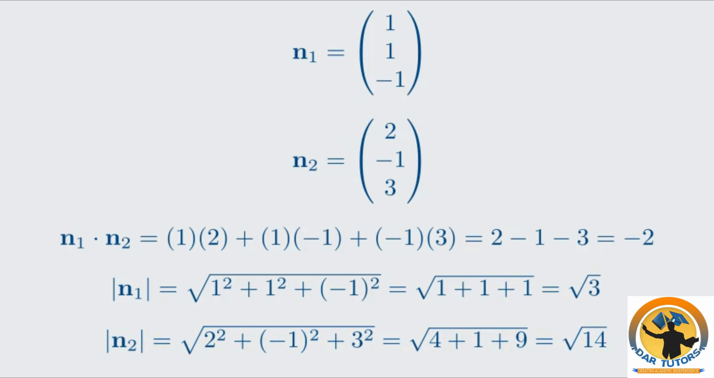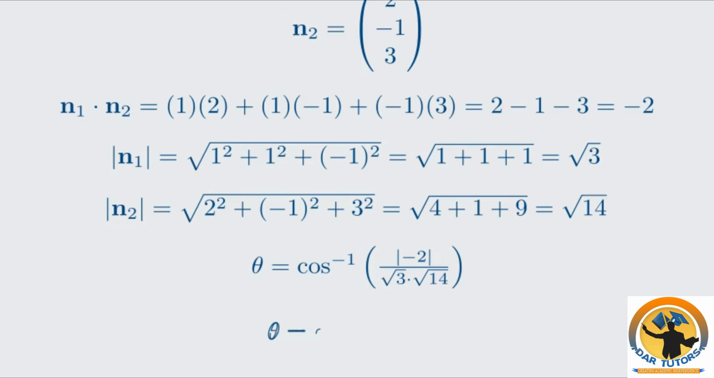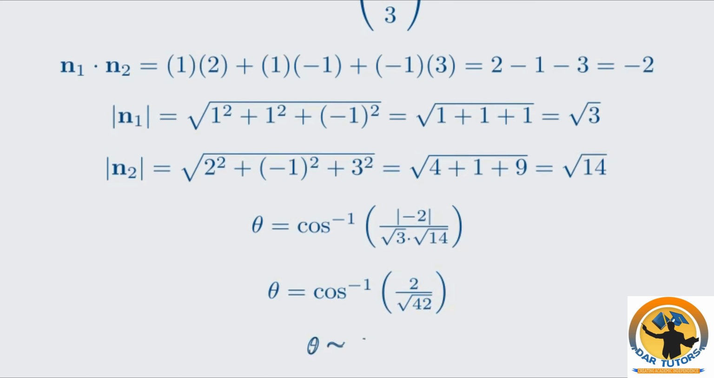Now we substitute these values into our formula for theta. Theta equals the inverse cosine of the absolute value of negative 2 divided by the square root of 3 times the square root of 14. This simplifies to the inverse cosine of 2 over the square root of 42. Using a calculator, we find that theta is approximately 72.0 degrees, so the angle between the two planes is about 72 degrees.